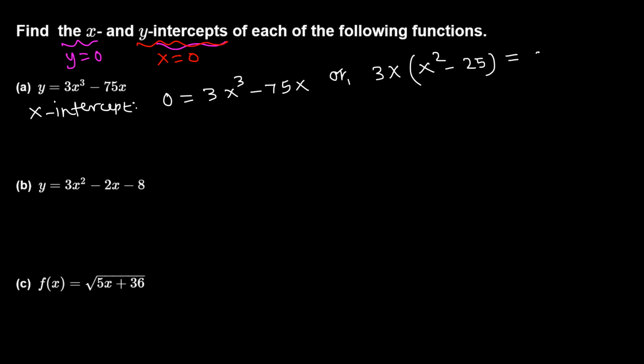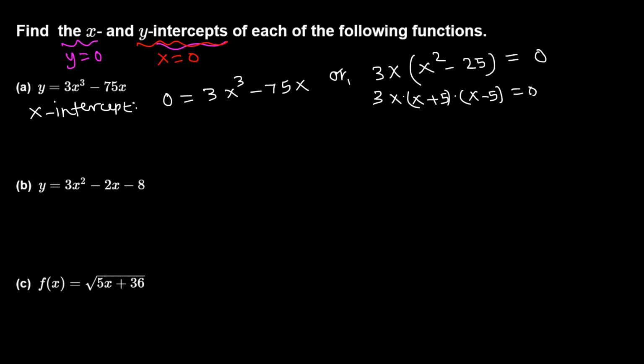I'm going to write it on the right hand side. x squared minus 25, where 25 is 5 squared, so this is a difference of two squares, and we can factor it. So this is 3x times x plus 5, x minus 5. So we got the product of 3x, quantity x plus 5, quantity x minus 5.